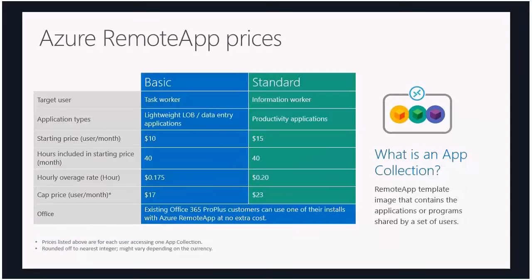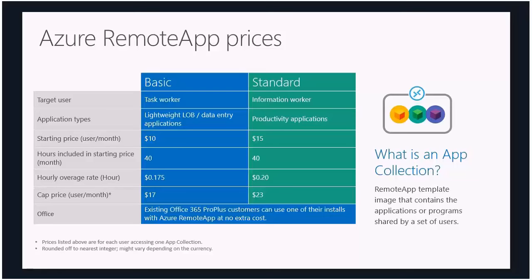Our pricing and the way this works is under basic, it starts at $10 a month. Standard starts at $15. I always hate it when somebody says our pricing starts at. We also have a cap price. So for the basic, it's $10 per user per month, and that includes 40 hours of runtime. So in a month, if somebody uses the RemoteApp less than 40 hours a month, it's $10 for that user per month.